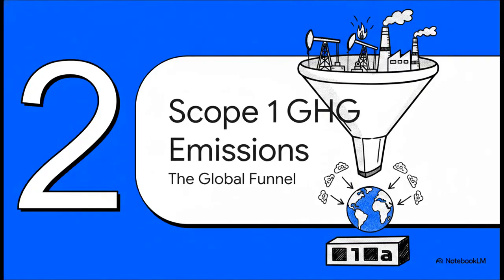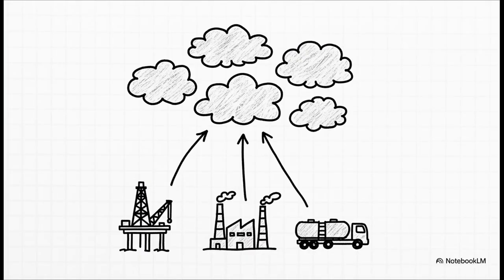Moving on to Section 2. Calculating Scope 1 GHG emissions, the global funnel. So, when we talk about Scope 1 calculations, we're not just talking about carbon dioxide, right? You actually have to consolidate the 7 specific greenhouse gases covered under the Kyoto Protocol. That's everything from carbon dioxide and methane all the way to sulfur hexafluoride and nitrogen trifluoride.